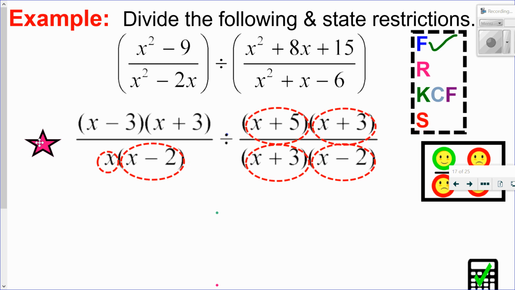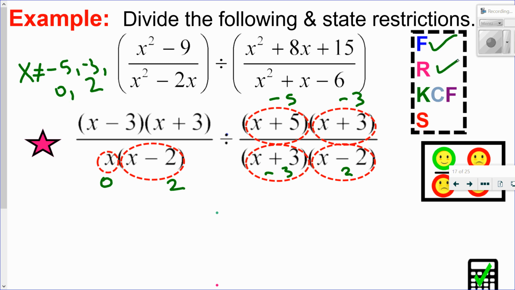Looking at these restrictions, I have restrictions of 0, 2, -5, -3, -3, and 2. We only need to state restrictions once, so if you have multiple, like we have 2 2s and 2 -3s, you only have to state them once. I'm going to put them over here so I have a bit more room, in numeric order from small to big: -5, -3, 0, and 2. So I'm done my restriction part.